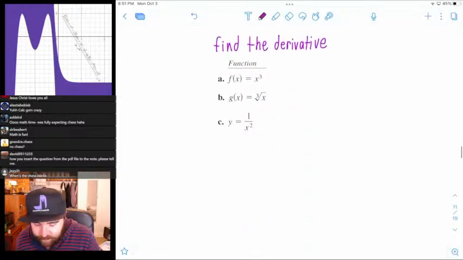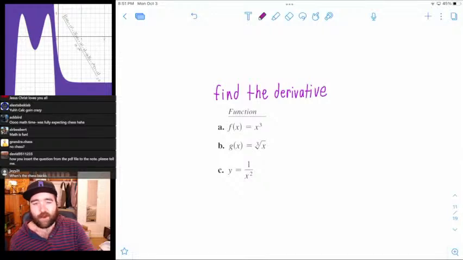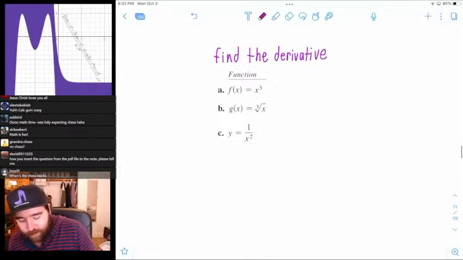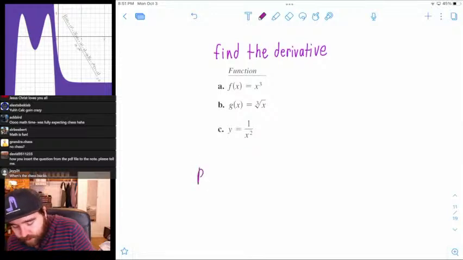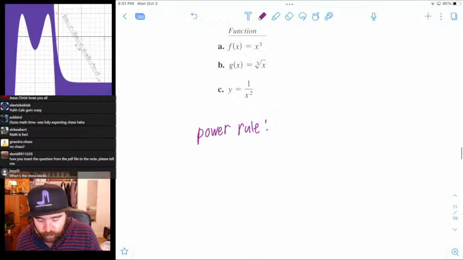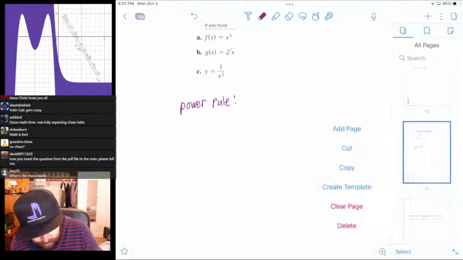Okay, now we got the tough stuff. All right, now we got the good rule, the power rule. So before we use the power rule, we need to derive the power rule. And I'm not sure I've ever done that. So let's try to do it right now for the first time. So what is the power rule used for? Wait, hang on. Let me add a new piece of paper here.